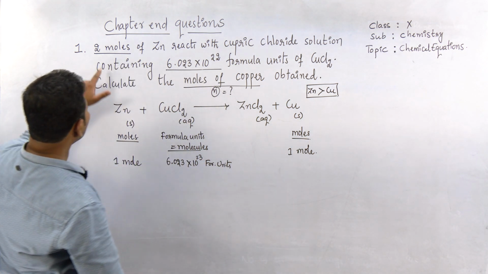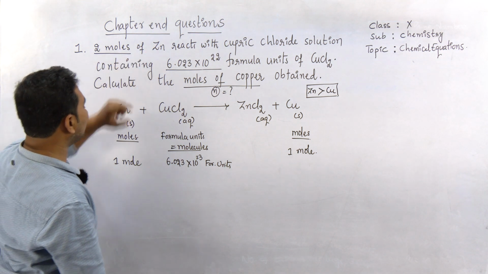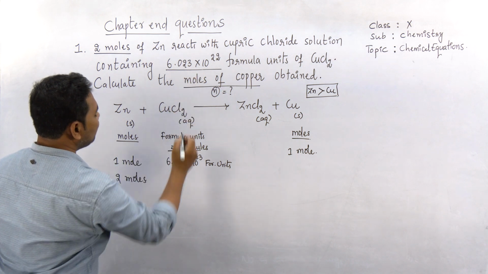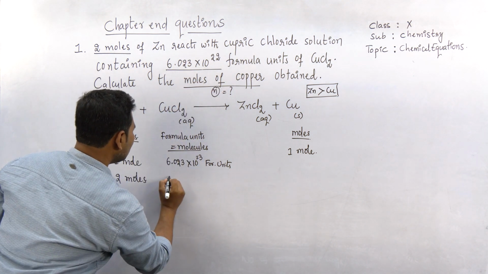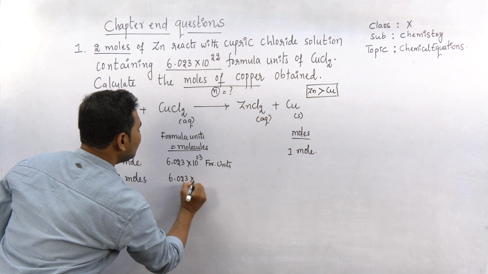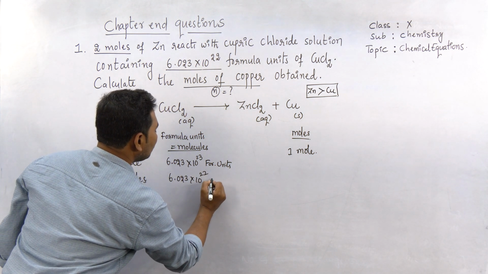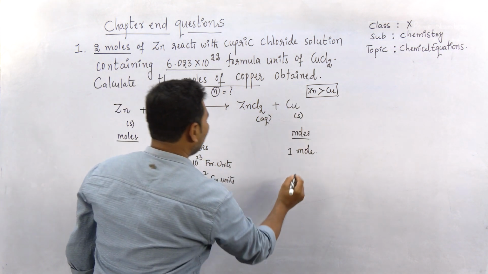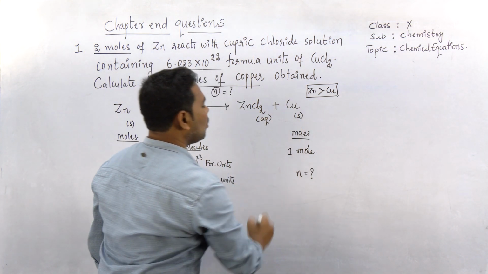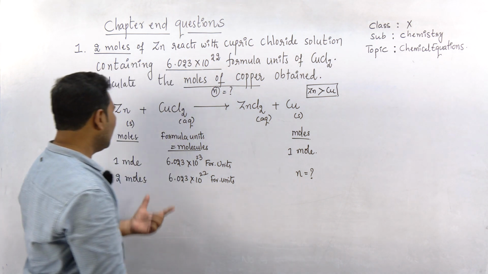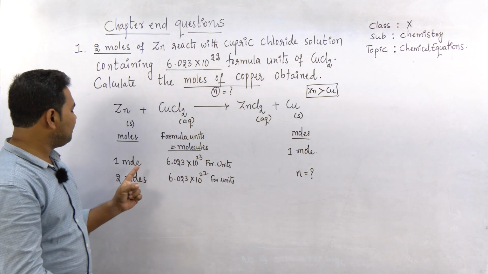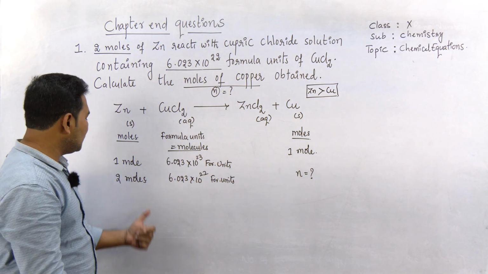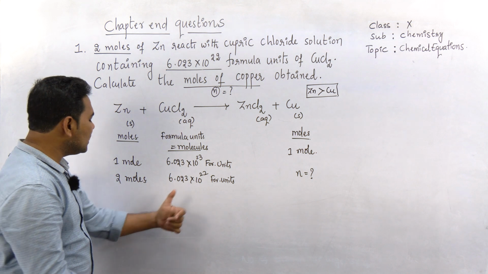Now, how many moles of zinc is supplied? 2 moles, 2 mole zinc. The number of particles of cupric chloride given is 6.023 × 10^22 formula units. And the number of moles of copper obtained we have to find out. Now from this balanced chemical equation we understand 1 mole zinc needs 1 Avogadro number of formula units. If I write 2 mole zinc, how much does it actually need?